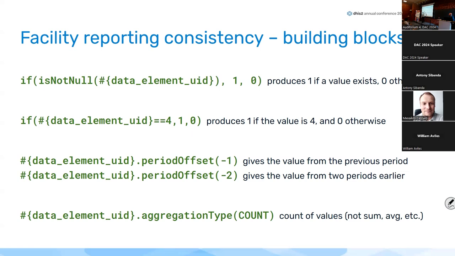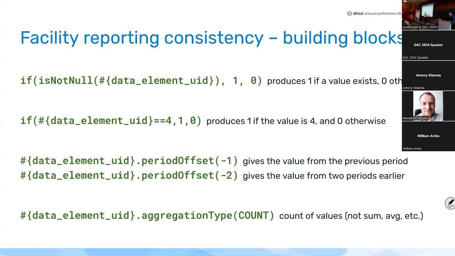Another way you can use the if function is you can see if the value of the data element is some value, then you can return one, otherwise zero. Did I have all four? If you have four disaggregations, you can say were all four of them present. Other building blocks. You can use period offset. This was something that came in with 2.40.2, a new feature, to use within sub-expression. So you can say, what was the value from the previous period? Or offset -1, what was the value from two periods earlier? You can even use positive numbers, but often you don't have the data entered yet for the future periods, but it's mathematically possible.